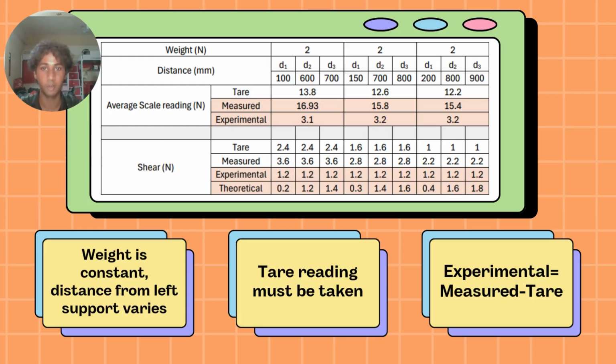After we have gotten the measured readings of both the scale reading and the shear, we can calculate the experimental reading. The experimental reading is obtained by subtracting the tare reading from the measured reading. And for the shear force, the theoretical reading was calculated using a formula.